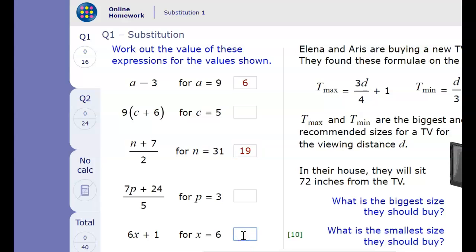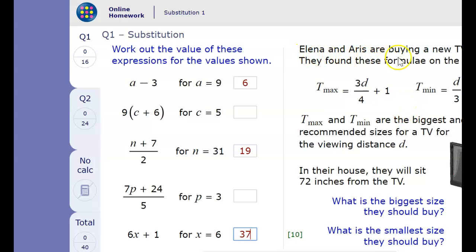Okay, and let's try the last one here. So we've got 6x, which means 6 times x, and then plus 1 when x is 6. 3, 2, 1. 37. Wonderful. I was expecting to hear lots of voices shouting that out, but one voice shouted out and got the right answer. Well done. All right, now let's have a look over on this second part.